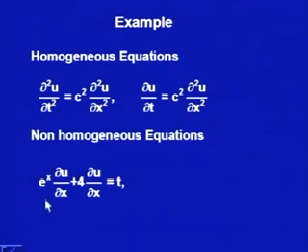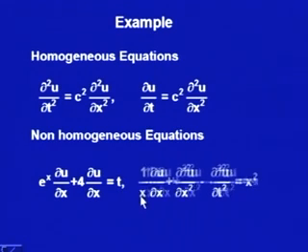Non-homogeneous equation: you see, e to the power x del u over del x plus 4 times del u over del t is equal to t. Now, you see, we have terms containing the derivative of the unknown function, but this is the term which contains neither u nor any derivative of it. So this is a non-homogeneous equation.